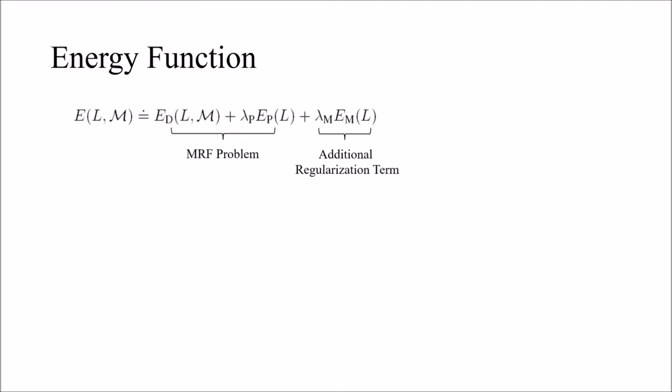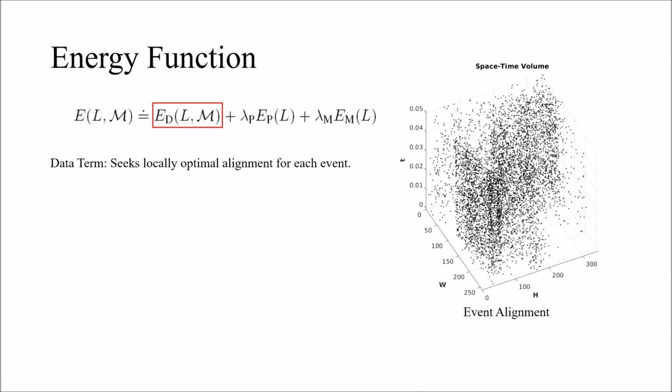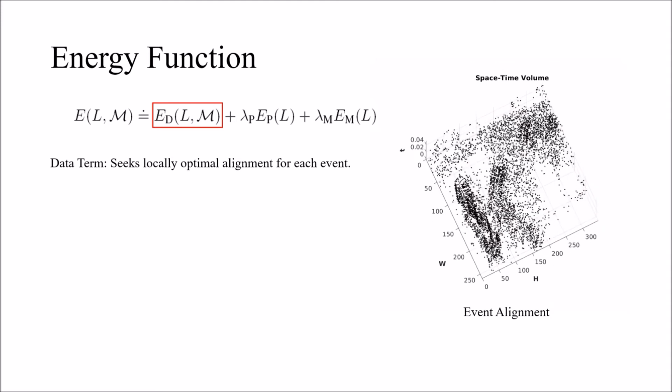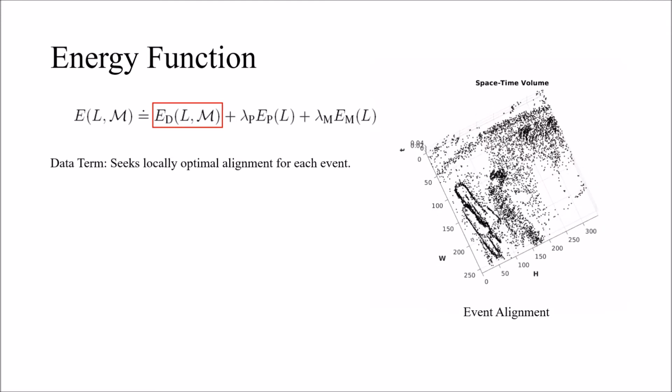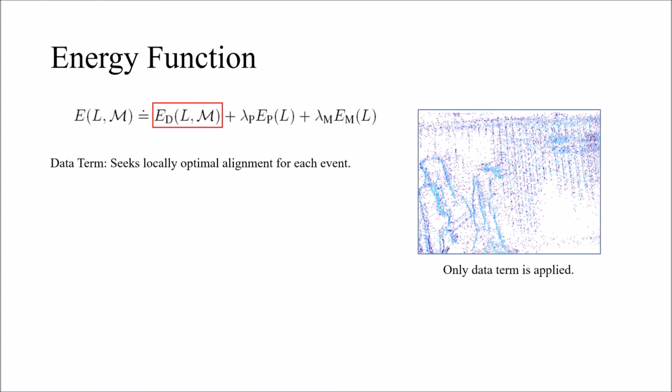Our energy function describes a standard Markov random field problem plus an additional regularization term. The data term pursues locally optimal alignment for each event. As a contribution, we've reformulated the original motion compensation scheme such that the energy is minimized instead of being maximized, and the overall fitting cost can be given by the sum of unary terms.